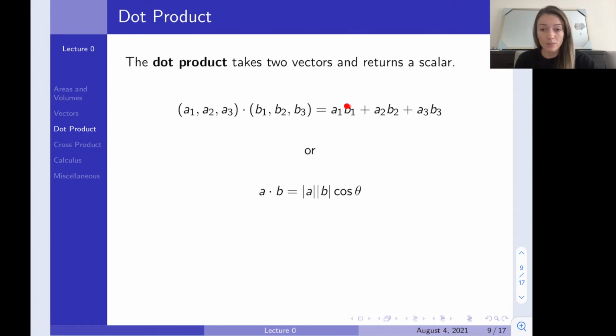So just the x components of each vector multiplied together, plus the y components of each vector multiplied together, plus the z components of each vector multiplied together. And this obviously will give you a scalar. Or you could do it this way. You could write it as the magnitude of the A vector times the magnitude of the B vector times the cosine of the angle between them.